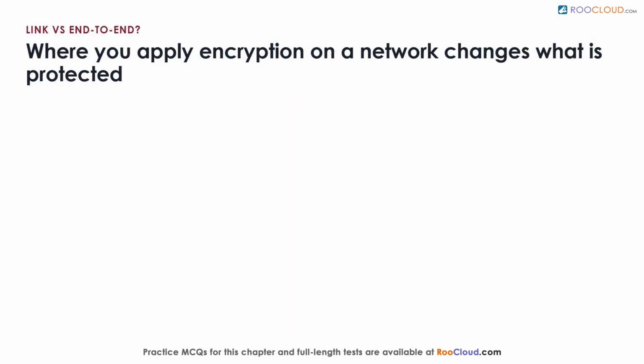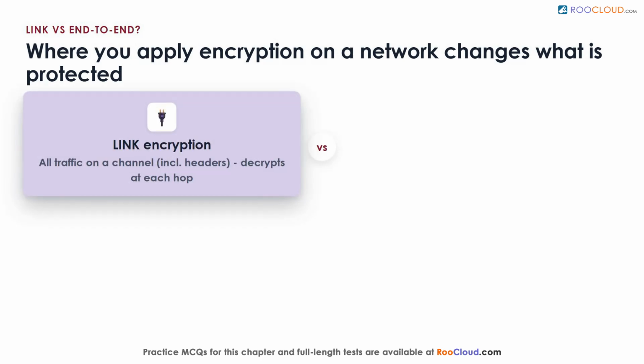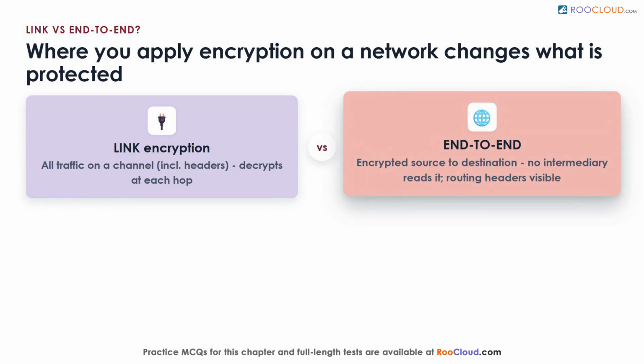Where do you apply encryption on a network? 2 main approaches. Link encryption protects all traffic along one channel, including the headers. But it decrypts at each hop, which creates exposure points. End-to-end encryption keeps the message encrypted from source to destination. No intermediary can read it. That makes it more secure, though the routing headers stay visible. A familiar example is a private messaging app.